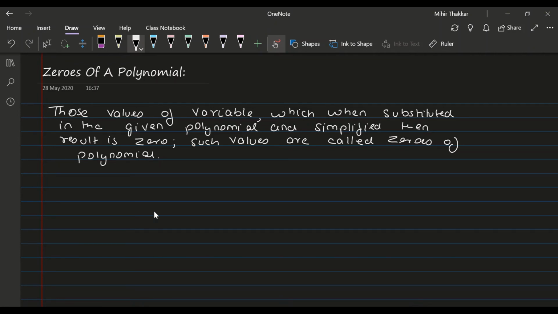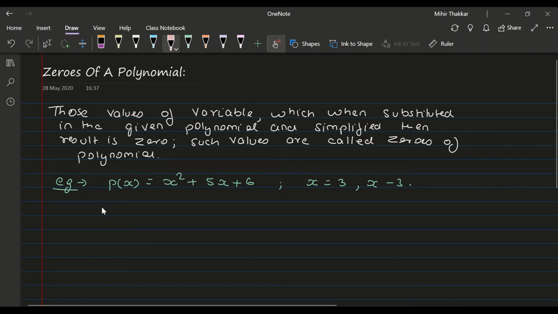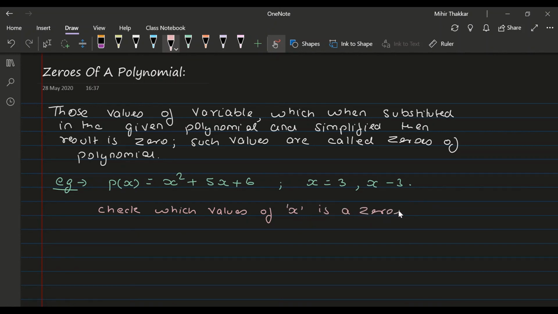Let us understand this with an example. Suppose you have p of x is equal to x square plus 5x plus 6, and I am asked x is equal to 3, x is equal to minus 3, and the question tells us: check which of the values of x is a 0 of p of x.